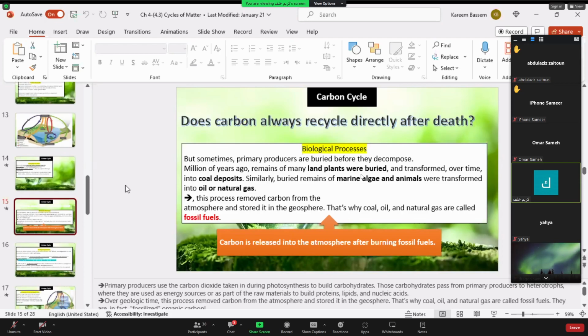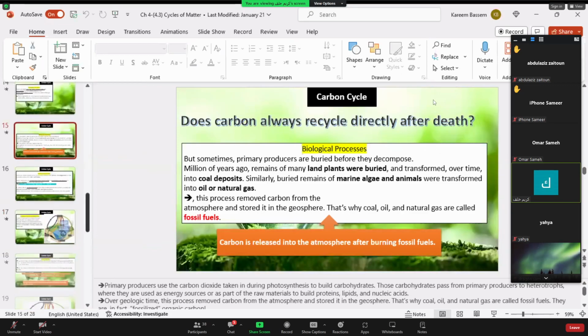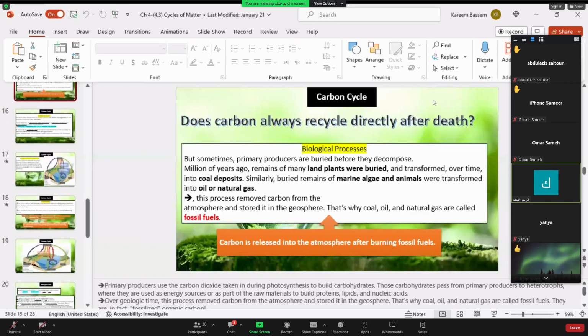Here the sentence written down says that carbon is released into the atmosphere after burning of fossil fuel, or in other words, after human beings start using these fossil fuels. And in order to use fossil fuel, we have to burn it. So by burning fossil fuel, carbon dioxide is released to the atmosphere. At that point, carbon is recycled. So it's not always recycled directly after death, but sometimes carbon is changed into fossil fuel before recycling.